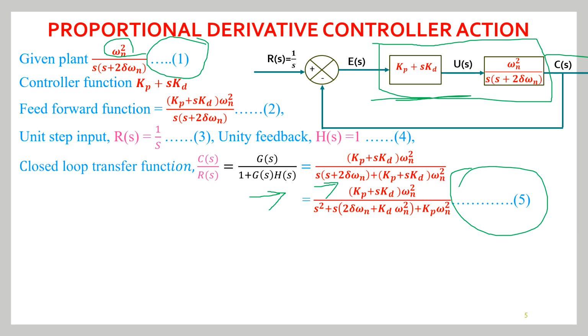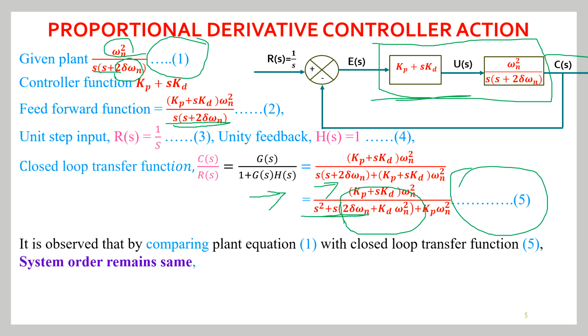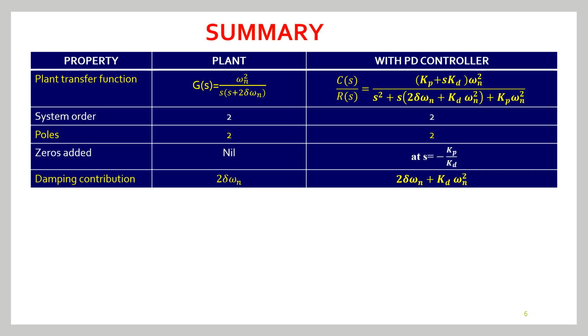Right? Similarly, here we have a second order system, a second order term. Here we have again a second order. Here the damping term is 2 zeta omega n. But here the damping term is increased to 2 zeta omega n plus Kd into omega n square. So the damping term is increased now. We can say that the system order remains the same, but a 0 was introduced, and the damping factor is increased.